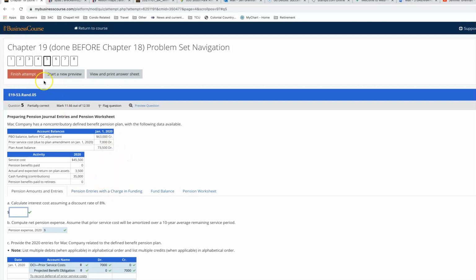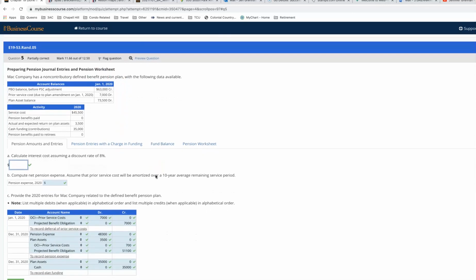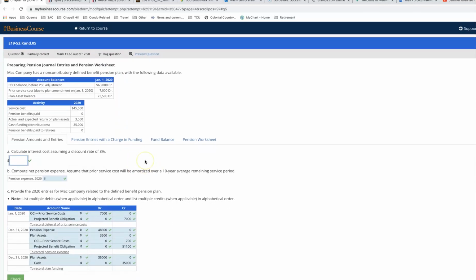So I want to show you how to go through, and I'm going to use number 5 as an example. And I think you might have some different numbers. If you have the same numbers, that's okay too. So we've got some information up here. We've got the PBO balance. Notice they say before PSC adjustment. That's the prior service cost. That means they've had a change in plan. This is going to be important because it's going to impact our interest cost, and we're going to need to do a journal entry for it and amortize it.